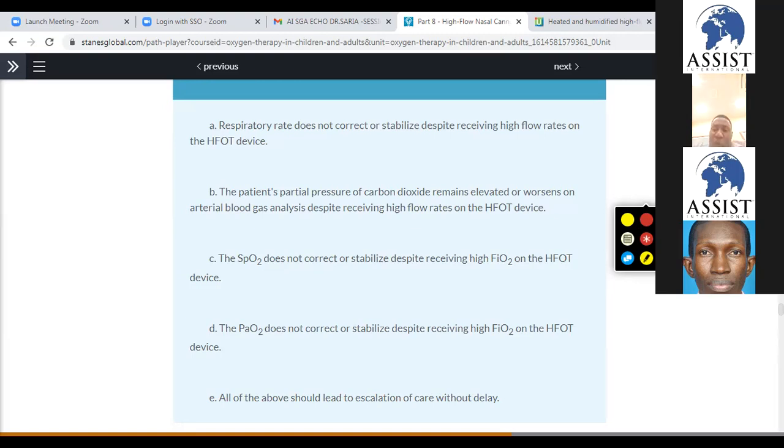So can we try to attempt this one, please? What do you think is the correct answer? Or when should we escalate the care? Because our main objective is to see when to escalate the care.